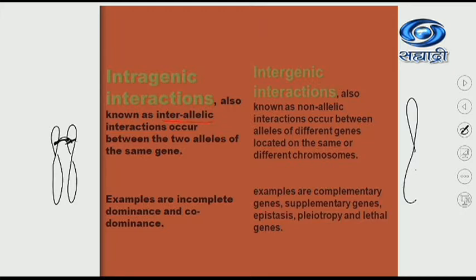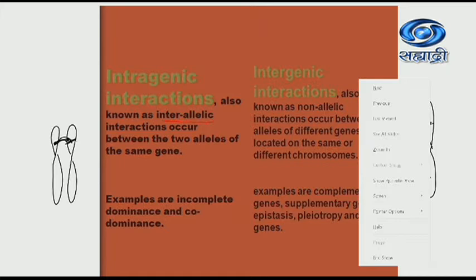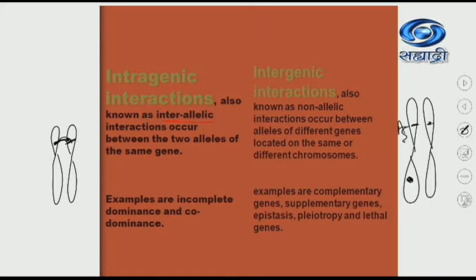For example, this is one chromosome. Here there is one gene, here there is one gene. These are alleles, and here there is another gene, and here there is another gene. If the interaction is occurring between 2 different pairs, this A gene I will label and this B gene. If the interaction is occurring between A and B gene, which are not alleles of each other, they are alleles of different genes, but they are located on either the same chromosome or a different chromosome, and if they cause some changes in the expression, such interactions will be called intergenic, between 2 different genes. And they are not alleles, so they are non-allelic interactions.